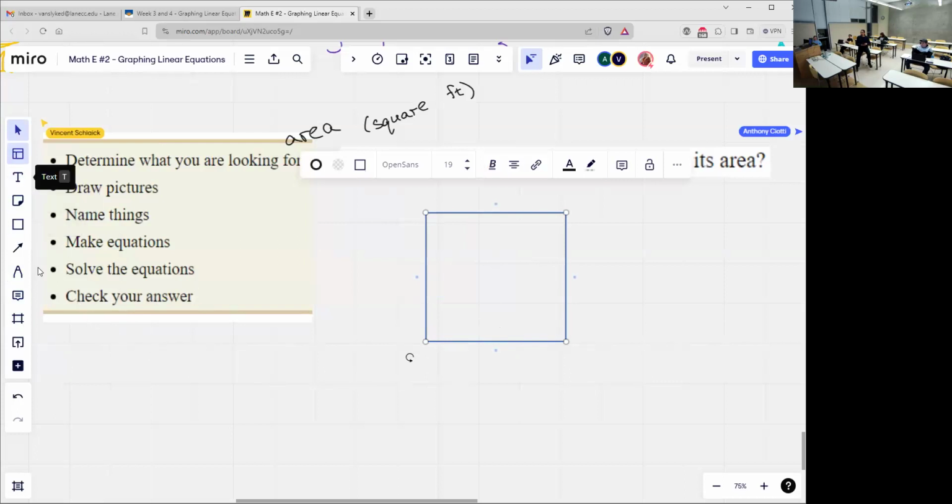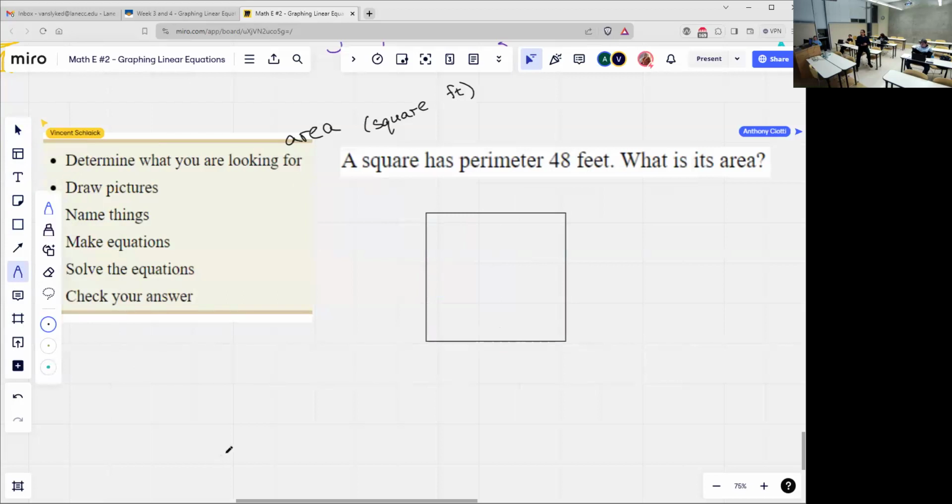Okay, name things. I don't really have much to name in this problem. Sometimes I do, like months and years or things like that, but this is just, hey, there's a square. Make equations: what do I know about squares with perimeter and area, what equations should I write?